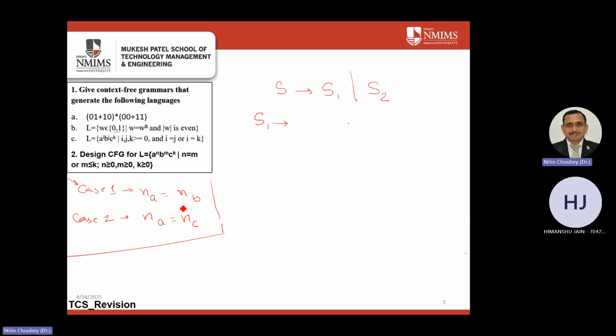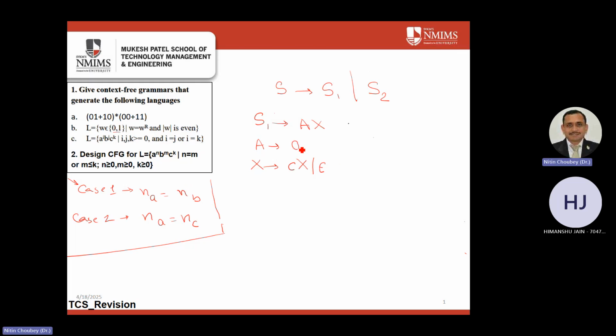S1 says the number of a's is equal to the number of b's. So S1 gives A X, where A generates the a's and b's with equal numbers. How many times we have c, that should not bother us. So we'll generate c's with the help of this X, or epsilon. It could be equal to 0 also. So X gives epsilon will give number of c's equal to 0, or we can generate any number of c's with the help of X gives c X.